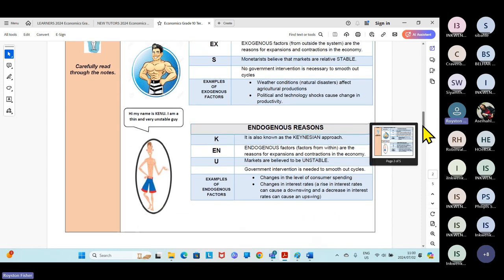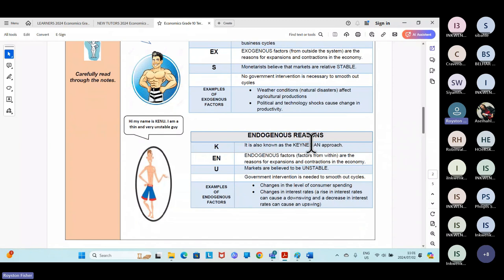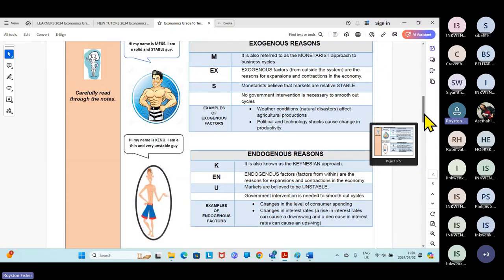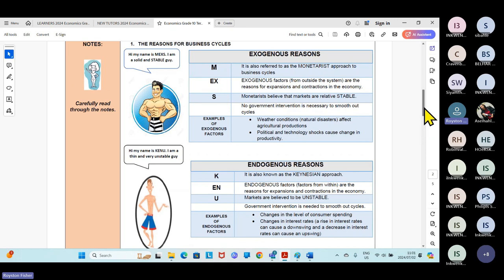And then we get endogenous, which was number 9's answer. Keynes is the person's name, and here it says he's a very thin guy and he's unstable. And it also says here that's the Keynesian approach. Endogenous, these are factors within the country that give reason for expansion and contraction to take place. And it also believes that the markets are unstable.